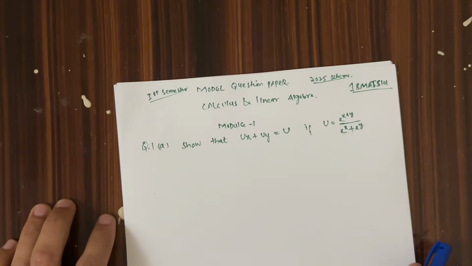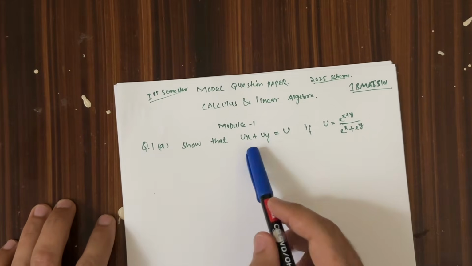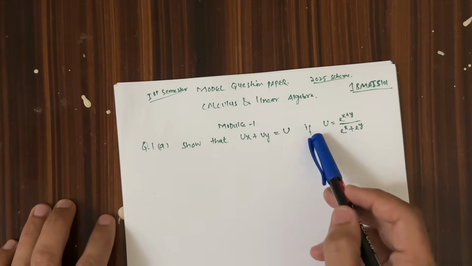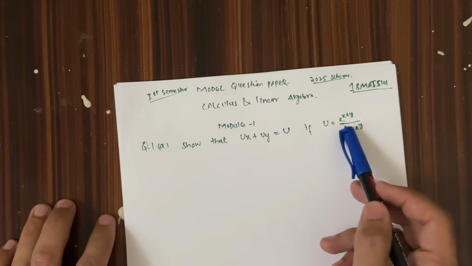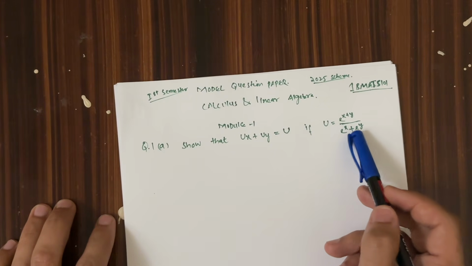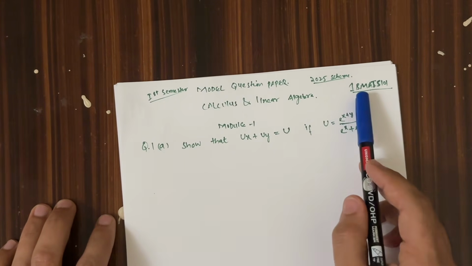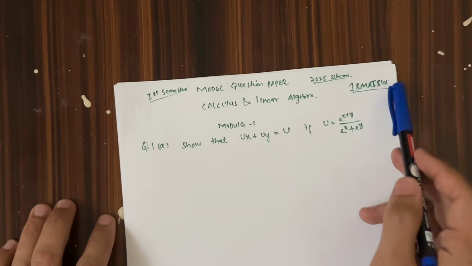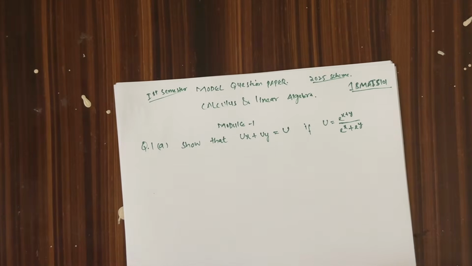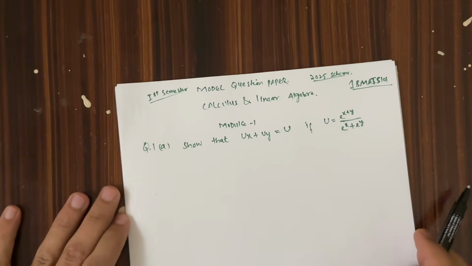Today I have taken the model question paper, calculus and linear algebra. We will be solving here today the question number 1a. Show that ux plus uy is equal to u if u is equal to e power x plus y divided by e power x plus e power y. So the subject code is 1BMATS101. This is for 2025 scheme students. Let's solve this simple question over here, partial differentiation question.